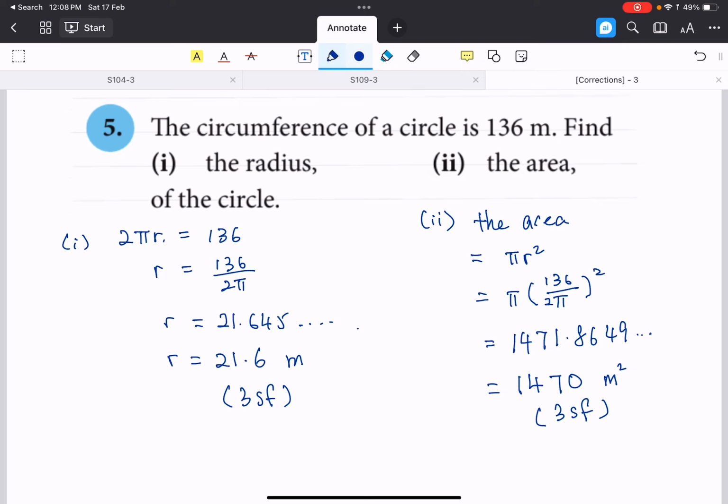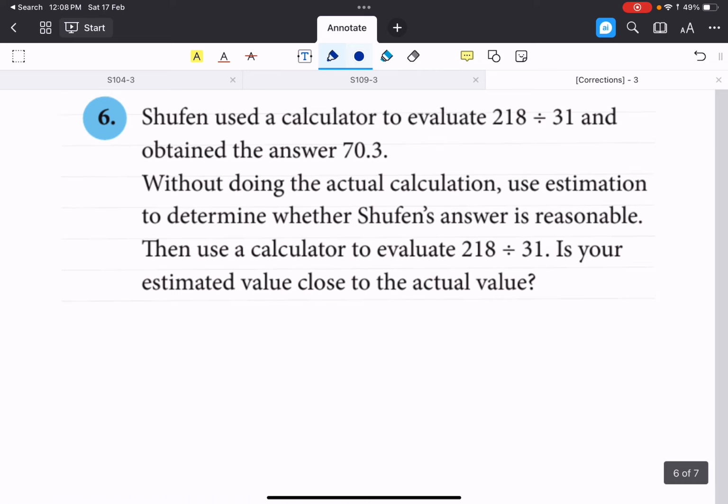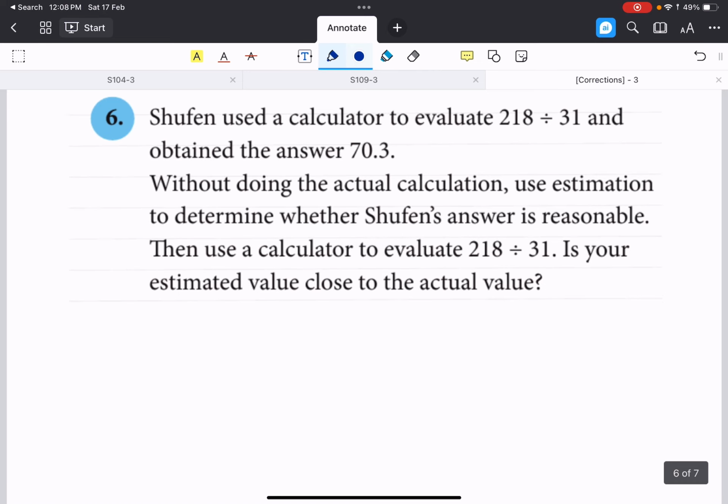All good? Okay. Now next question, we have Su Fen, who used a calculator to evaluate 218 divided by 31 and obtained the answer 70.3. So we can confirm the claim because we have our calculators in front of us. 218 divided by 31 is actually 7.03225. So quite obviously she has gotten it wrong. But the question did say, without using actual calculation, use estimation to determine whether Su Fen's answer is reasonable, then use a calculator to check. So we have already checked.